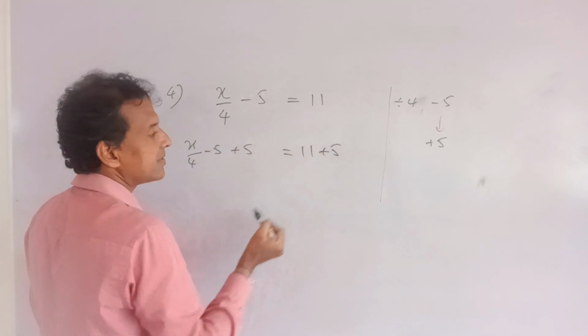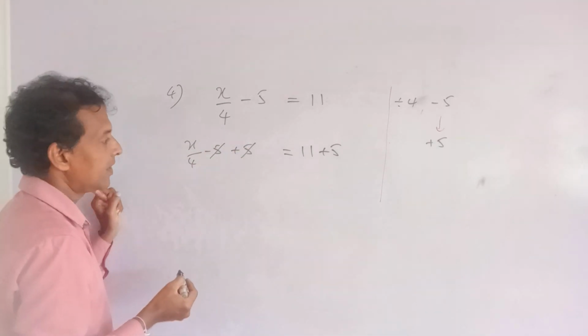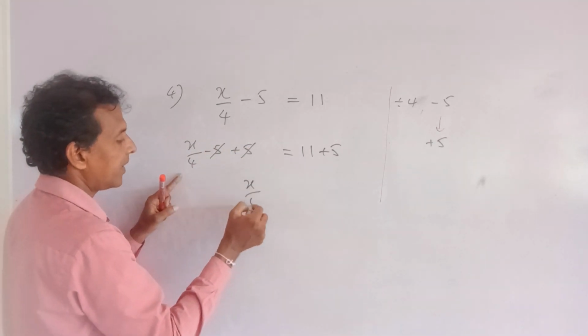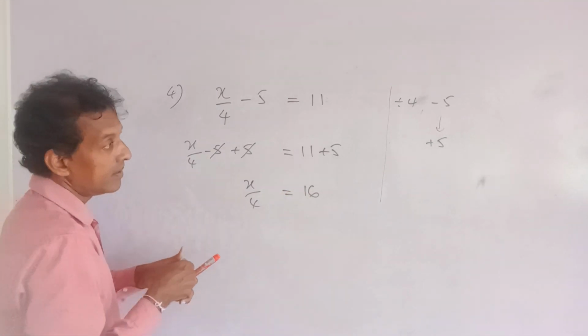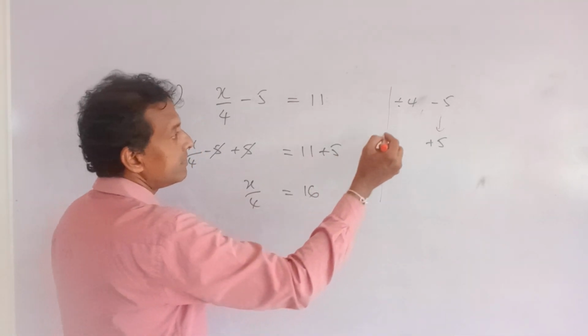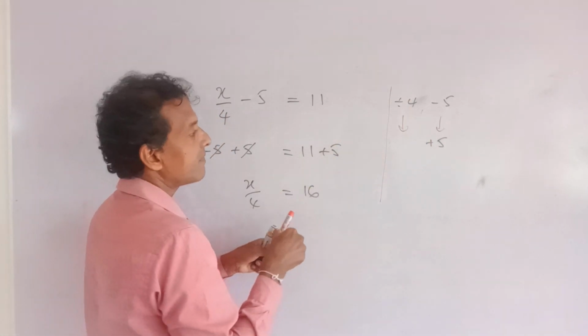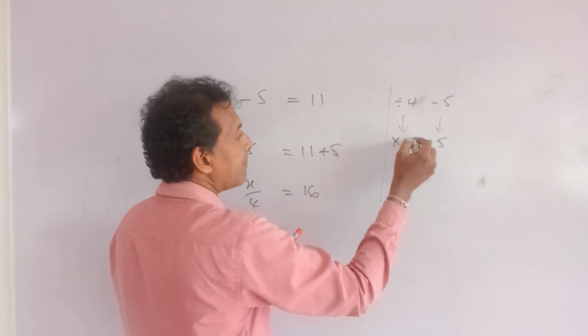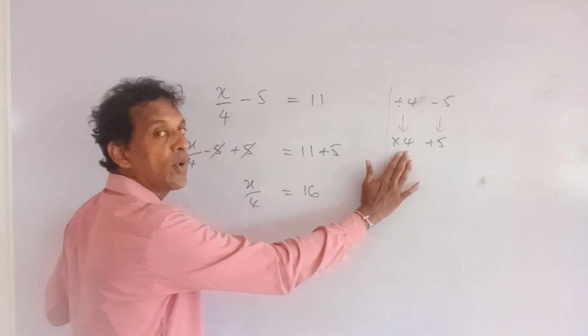Add 5 to both sides. It's clear that minus 5 gets cancelled with plus 5. Here we have x over 4 equals 16. Now this one, division by 4. The inverse operation is what? Multiplied by 4. So that means multiply both sides by 4 on this occasion.